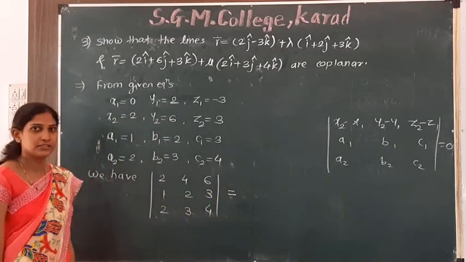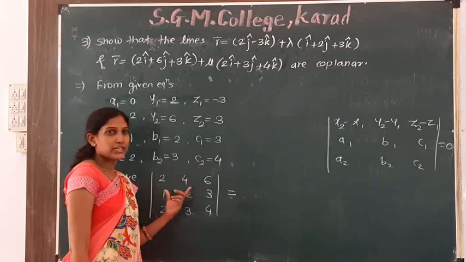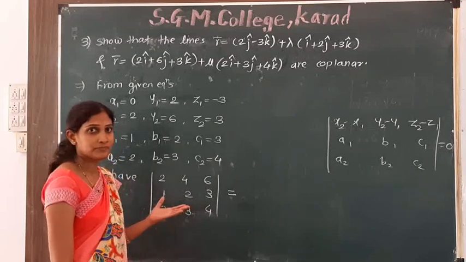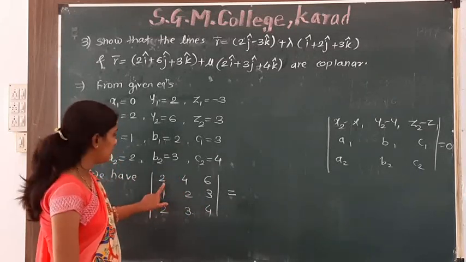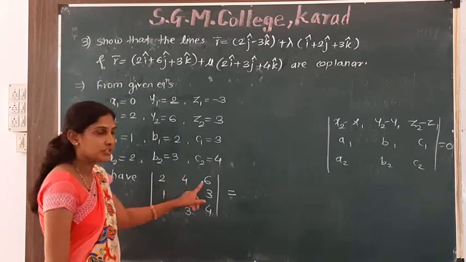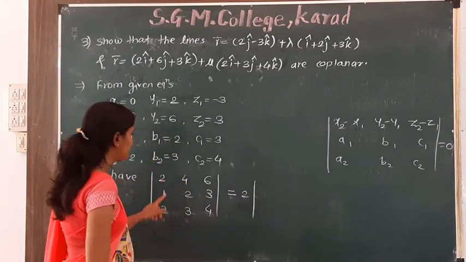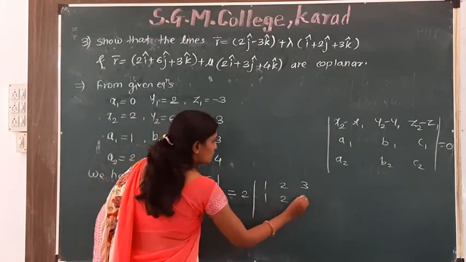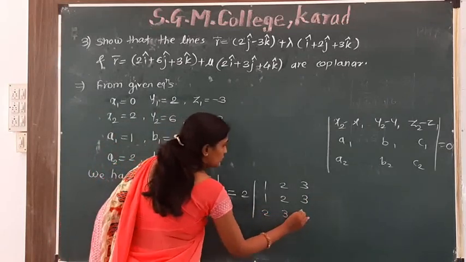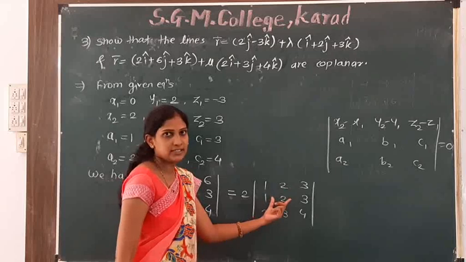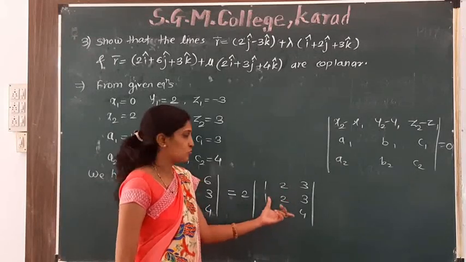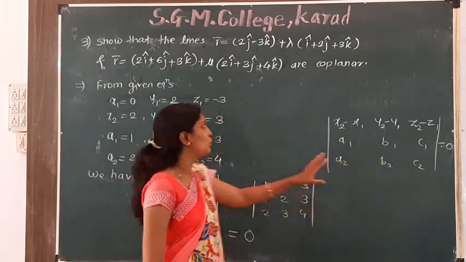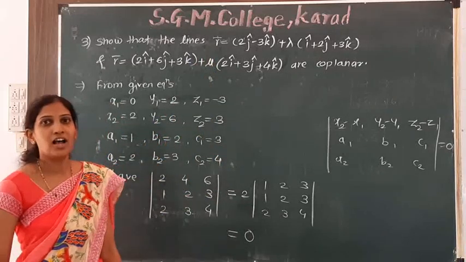We solve this determinant. If you want to expand, then expand it, or you can use the properties of determinant. I use the properties of determinant here. If we take a common 2 from the first row, then 2 into 1, 2, 3. Second row as it is 1, 2, 3. Third row as it is 2, 3, 4. If two rows are identical, then the value of a determinant is 0. So 0 multiplied by 2 is equal to 0. So its value is 0. Therefore, the given equations of the lines are coplanar.